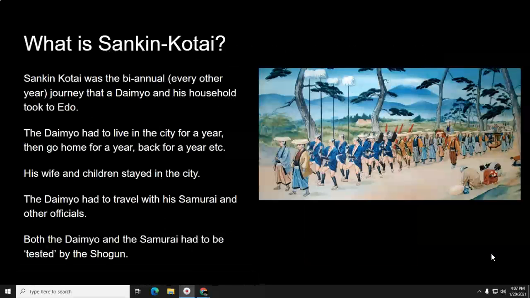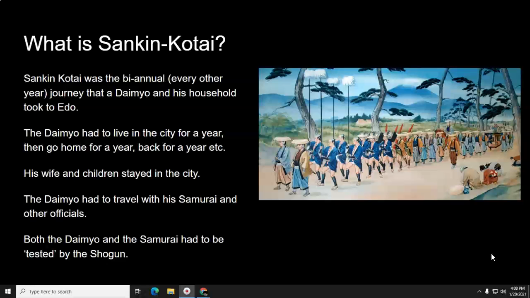And I've mentioned this several times, the Sankin Kotai. This was incredibly important during this time period. It happened every other year, and daimyos from all over Japan, all the way north, all the way south, the daimyo and his household had to go to the capital city, to Edo, to see the shogun. And then they had to live in the city for a year, and then they went home and lived at home for a year, and then they came back.